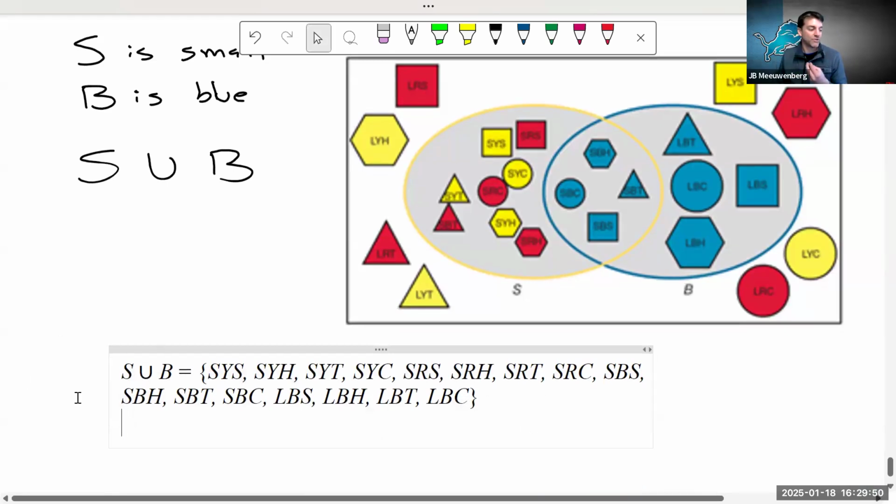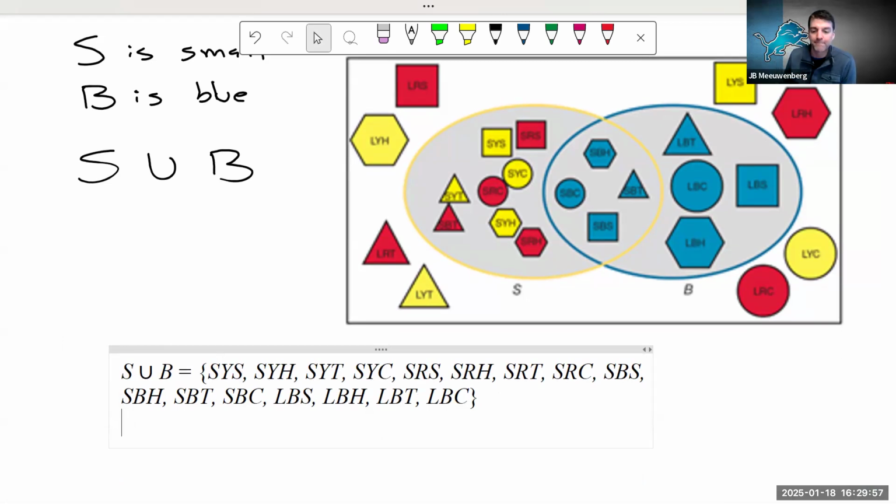And so this is the set notation, S union B: small yellow circle, small yellow hexagon, et cetera, et cetera. You can see that there. So the union in that case is quite a bit larger.